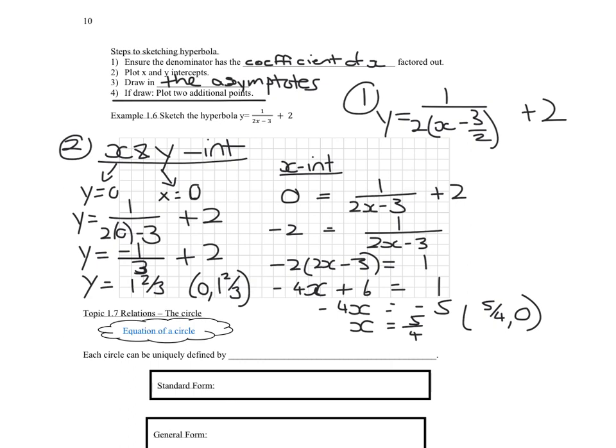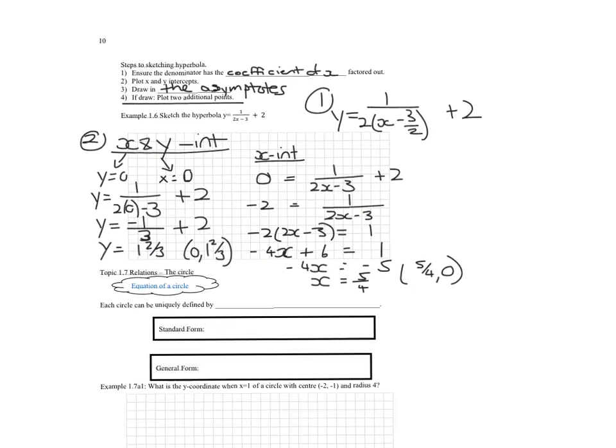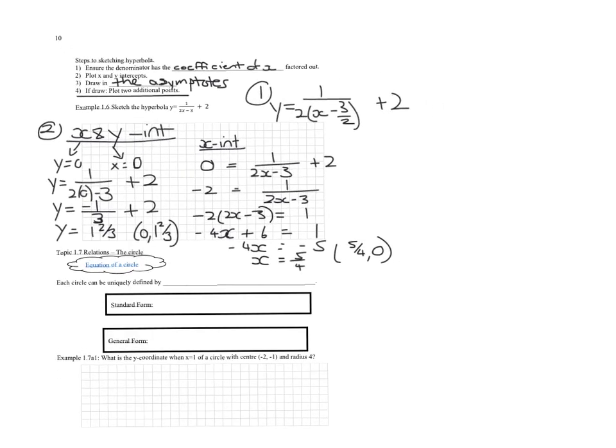So we've done step 1, and we've done step 2. Step 3 is to draw in the asymptotes. So to draw in the asymptotes, we have to work out what they are. And remember, we said from before, this tells us what the horizontal asymptote is, and this tells us what the vertical asymptote is.